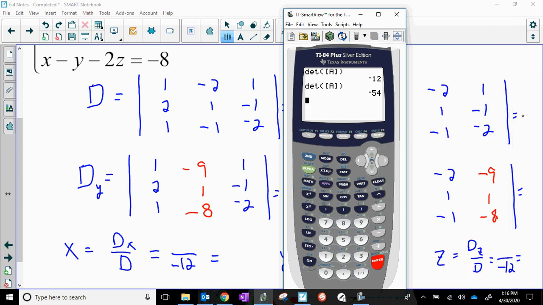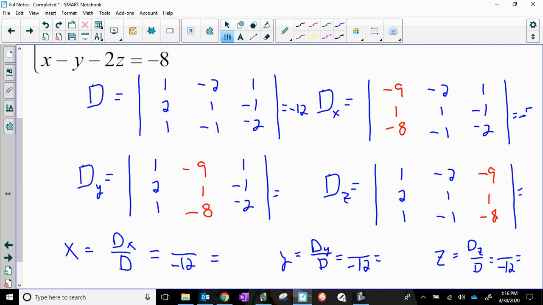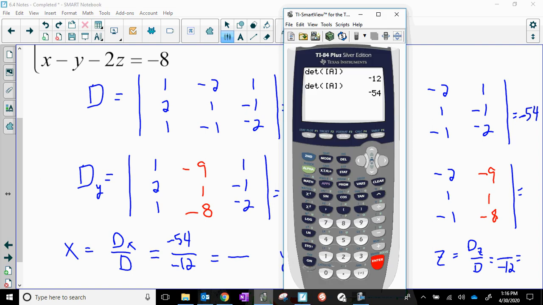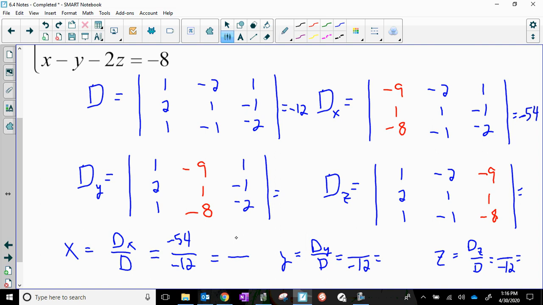All right. So -54 was my dx matrix. I'm going to put that over here. Now I just have to reduce this fraction. They're both multiples of 6, right? So I could divide by -6 on the top and the bottom, or I can use the power of the graphing calculator and just divide them. I'm going to hit math and put it as a fraction. Okay, so we're getting 9/2, or if you'd rather, 4.5. I'm going to leave everything as fractions.